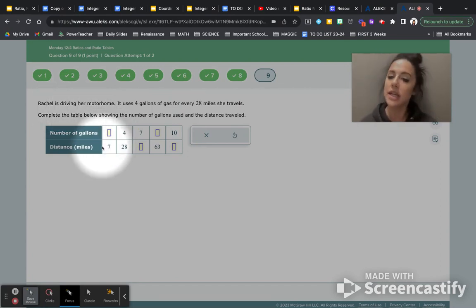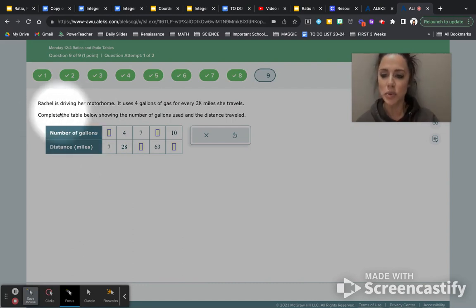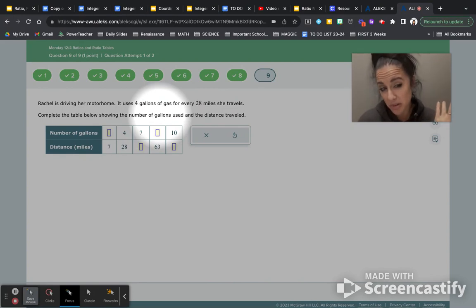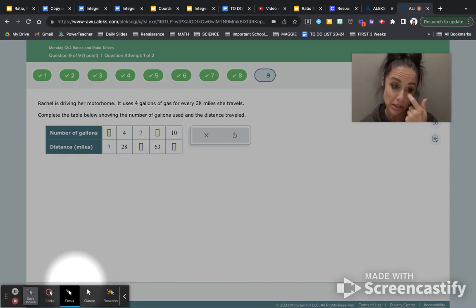So she is able to drive for 28 miles. And it takes her 4 gallons of gas to do that. So we want to complete the table below to show how many gallons she's using based off of how much she travels. Okay, so it's the same concept. I'm actually going to pause the video and have you solve these out, see how well you do, and then check back with me for the answer. Okay.